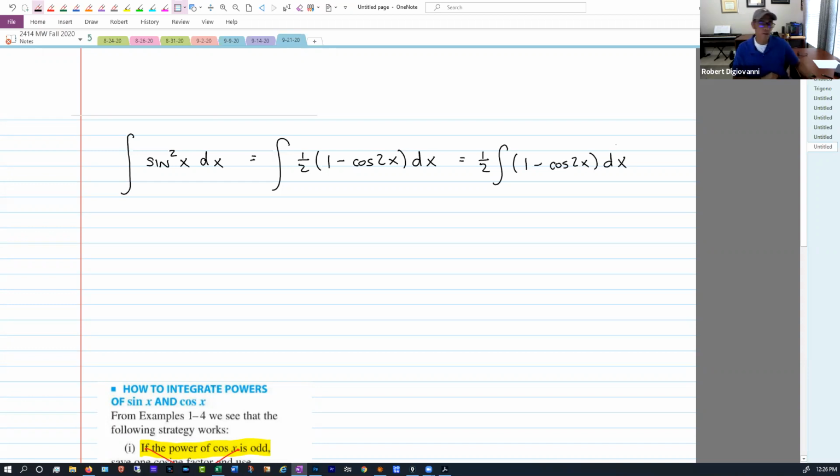And now I have great news. You can just integrate those individually. Just take the antiderivative of each one. So 1/2, the antiderivative of 1 is x. And then the antiderivative of cosine of 2x, drum roll for Alexis.